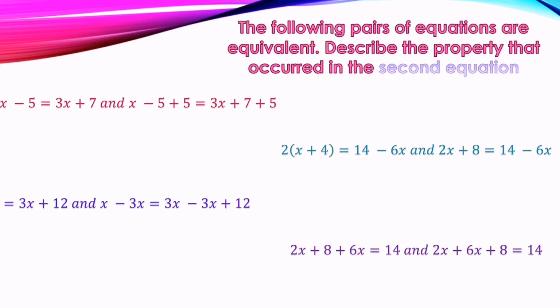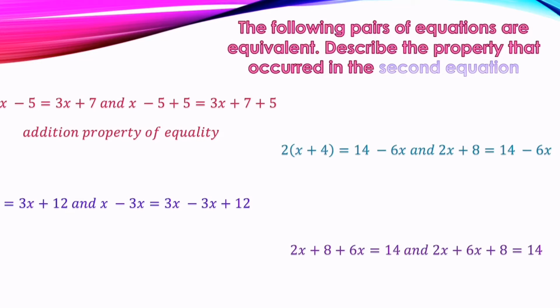So here I have x minus 5 equals 3x plus 7. But then on the second one, I have x minus 5 plus 5 and 3x plus 7 plus 5. Everyone should be calling out the addition property. I'm adding the same thing to both sides. So let's go look at my next one.